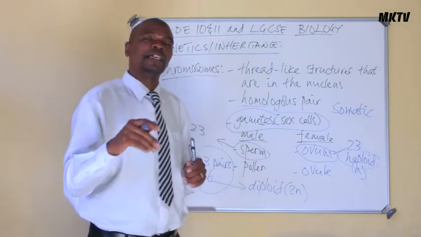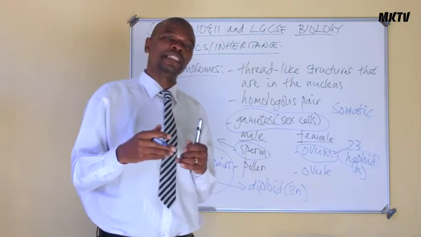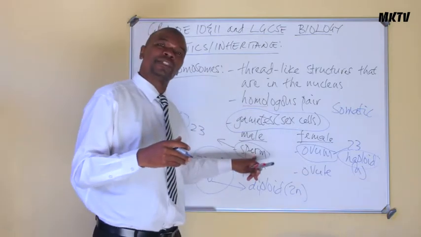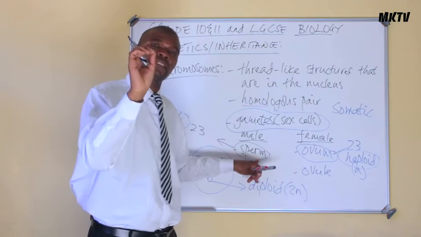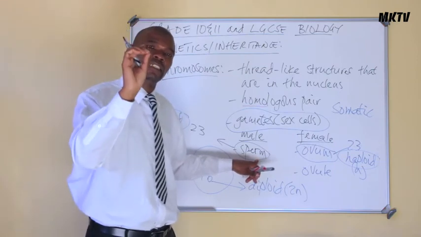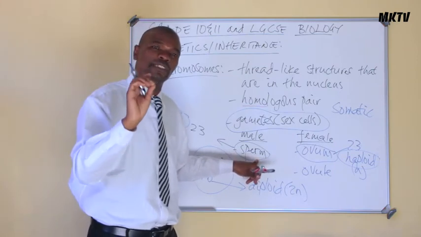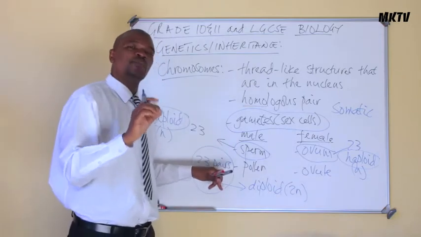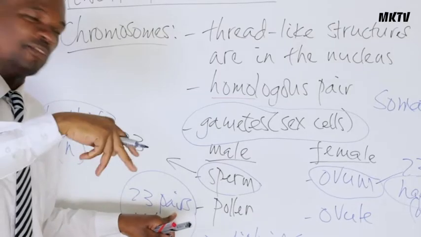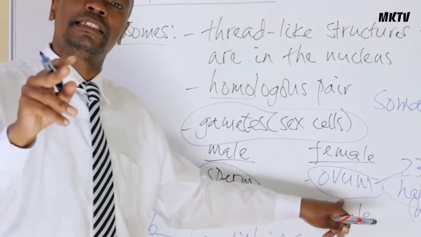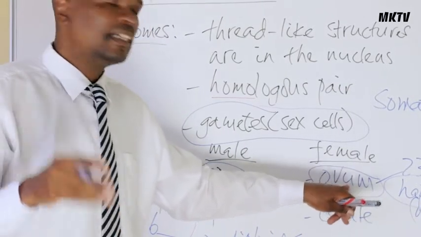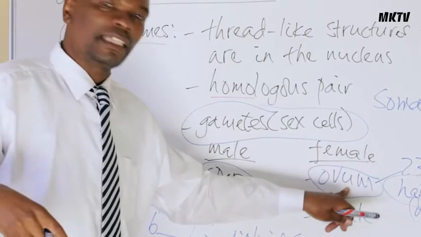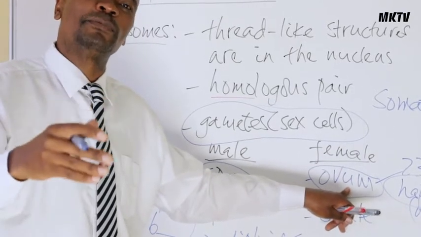So it means during what you call gamete formation, in spermatogenesis, this is the formation of sperms, the cells are going to divide by a process called meiosis until you have got 23 chromosomes, half of 46. And then oogenesis, this is the formation of an ovum. In the ovary, same thing happens. The number of chromosomes has to be halved.